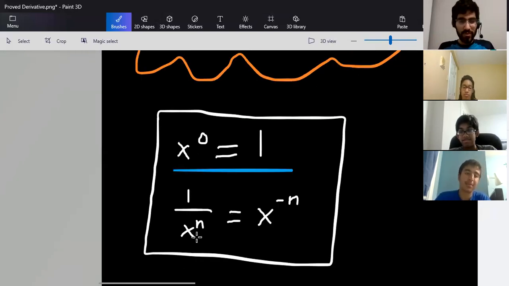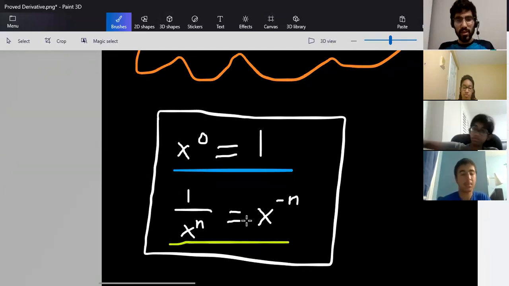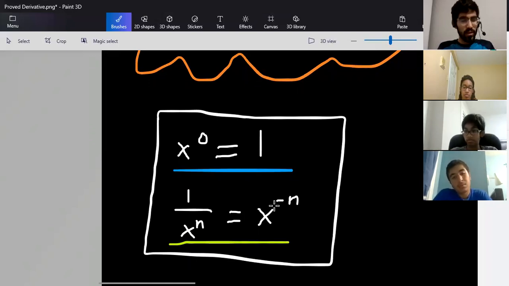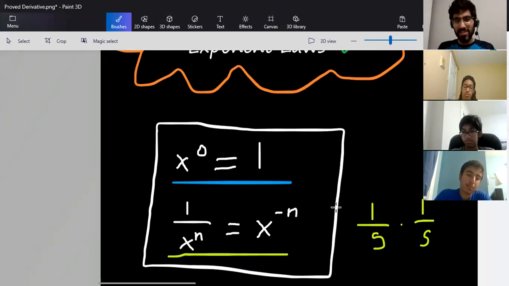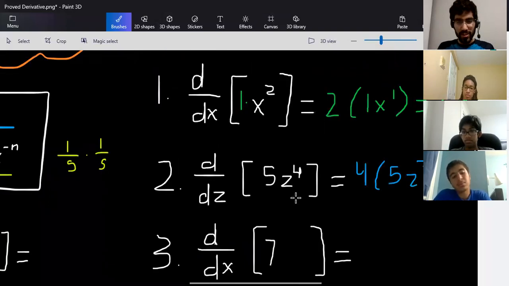And exponential rule, I will give you an intuition for this one. When we're saying x to the 2, like 5 squared, then we're saying 5 times 5. So if we have 5 to the negative 2, it's like 1 over 5 times 1 over 5. That makes sense, right? There's some intuition there, but yeah, we need to memorize these two things. All right, let's move on to the third example.